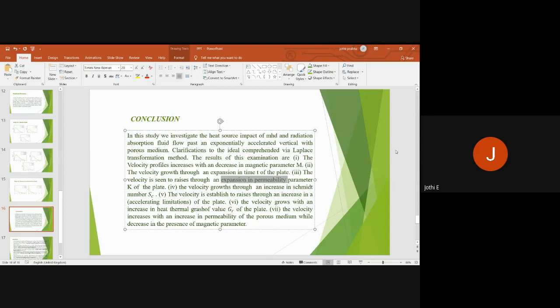The velocity rises with an increase in the acceleration of the plate. The velocity grows with an increase in thermal Grashof number Gr. The velocity increases with an increase in permeability of the porous medium, while it decreases in the presence of the magnetic parameter.